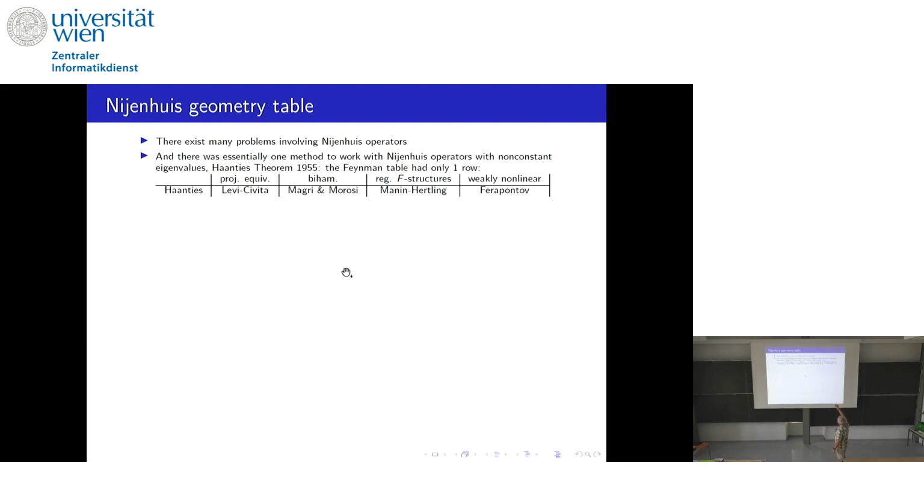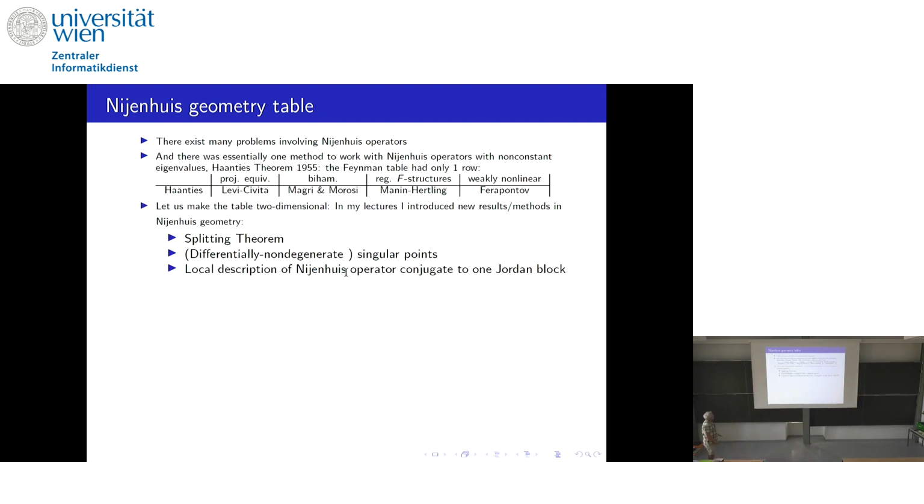So projective geometry I mentioned, Hamiltonian I didn't mention, but I pronounced the words. What F-structure is, I even didn't define, I don't have time for it. Weakly nonlinear was a system of hydrodynamic type which we considered in the third lecture. And let us make this table two-dimensional. In my lectures, I at least touched new results in Nijenhuis geometry. One of them was the Splitting theorem. I hope this one is known to everybody.